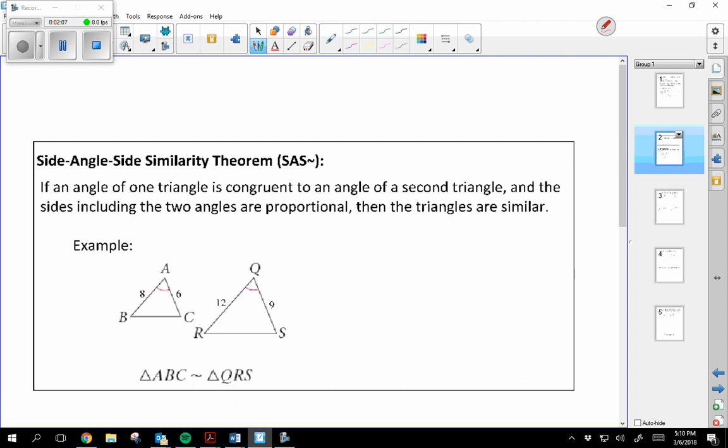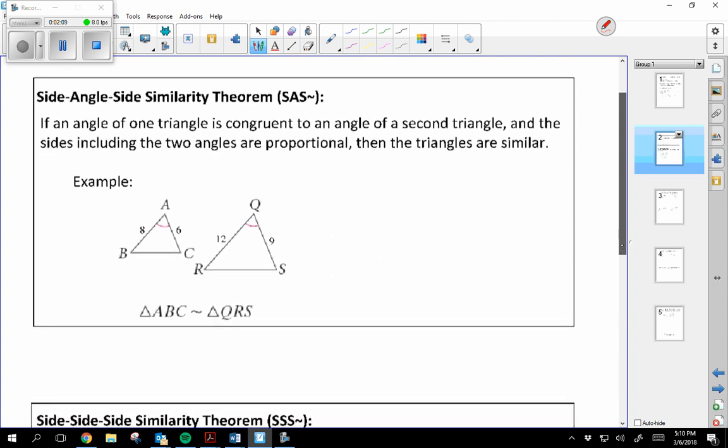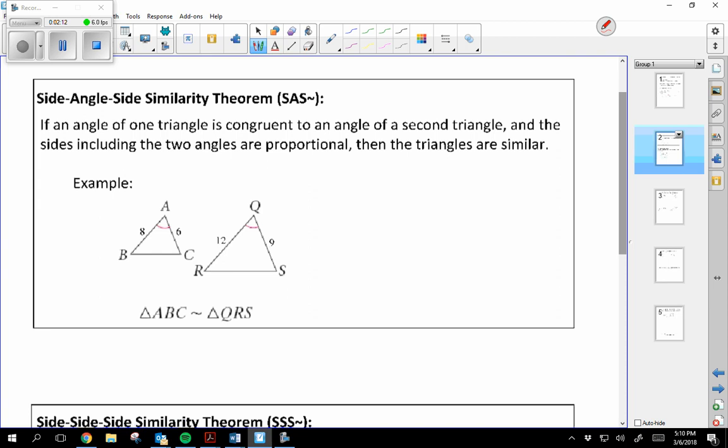The second option is called side-angle-side similarity, abbreviated capital S, capital A, capital S, and then the similarity symbol. In this case, we have to know that there are two side pairs that are proportional, and then because the A is between those S's, we have to know that the included angle, the angle between those sides, is congruent to the angle between those other two sides.